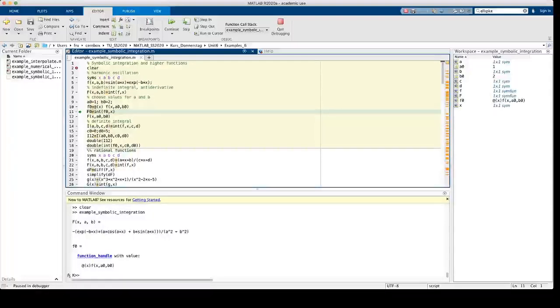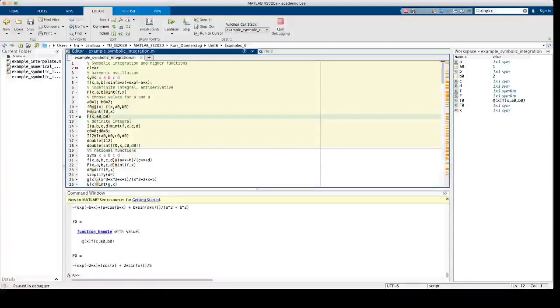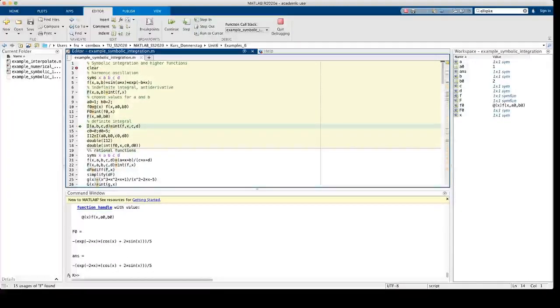Now we can integrate this function again, and we get the antiderivative capital F naught, which is the function shown in the command window. And we can also obtain this function by substituting a naught and b naught for a and b in the indefinite integral F. So these two have to give the same result, and of course they do.